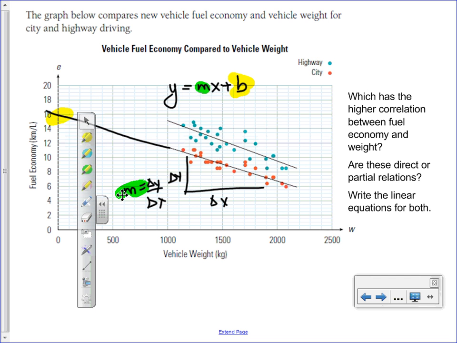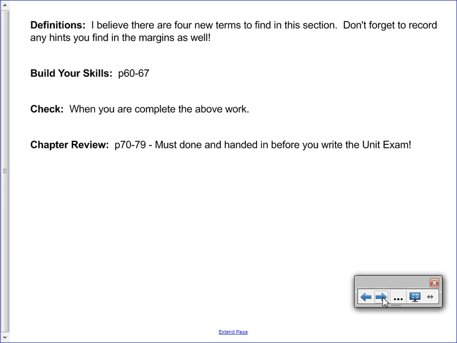So a real summary of everything we've done in Chapter 1 so far. So here's your definitions. There were 4 new ones as far as I knew. Make sure you do your build your skills, ask questions, do a good quality of work. You can do the check. And when you're done that, you are done Chapter 1, assuming you've done a math on the job, and you can do your chapter review assignment. And if you're done that and you show it to me and everything's good, you can write your exam and then move on to Chapter 2.